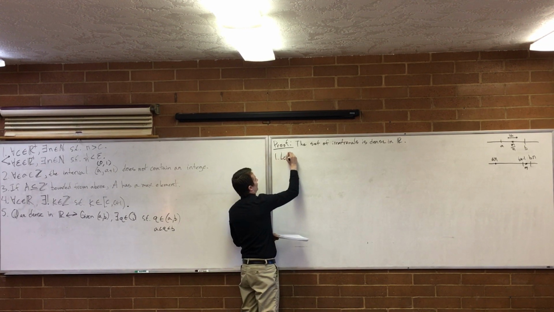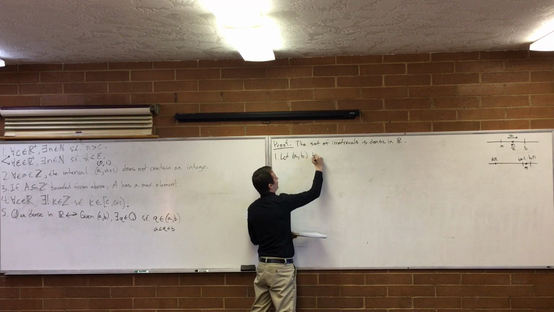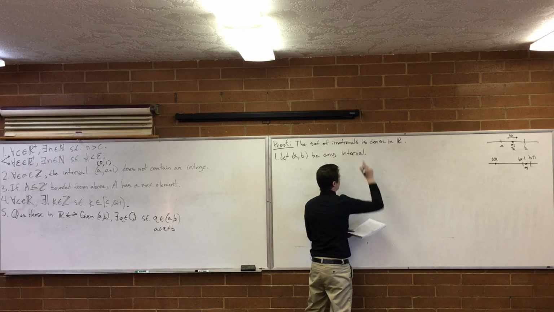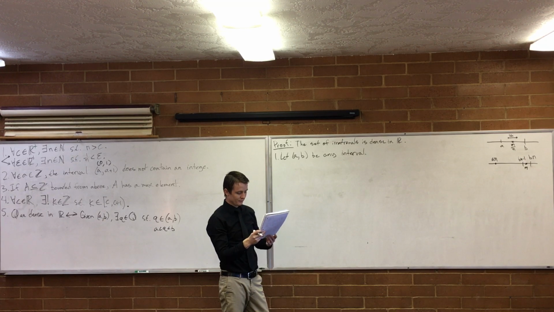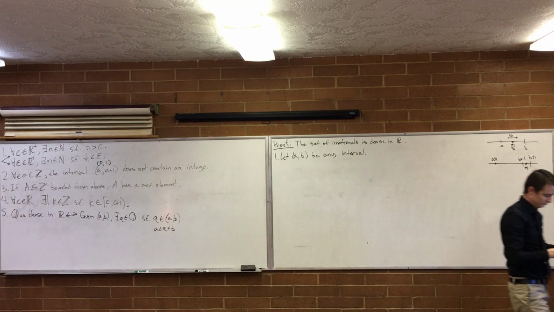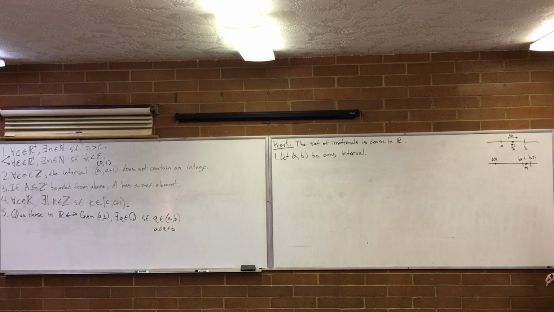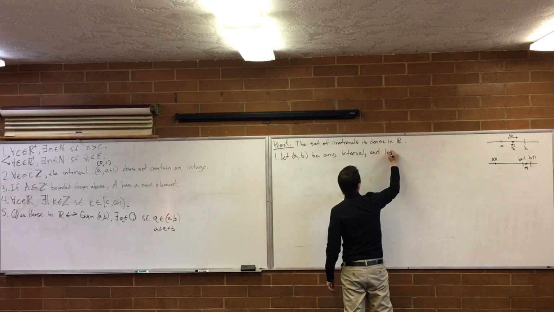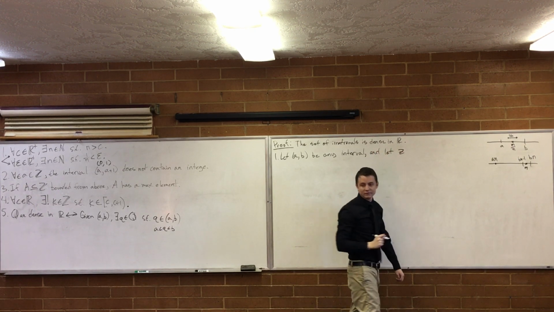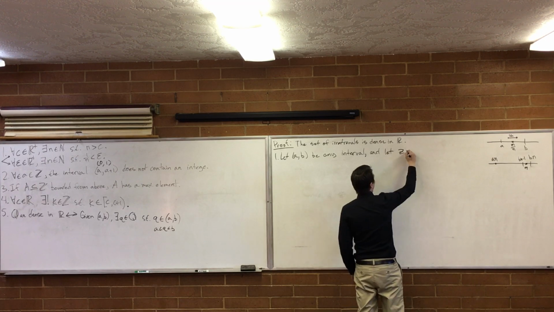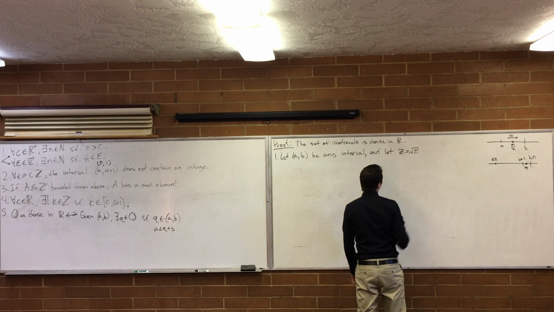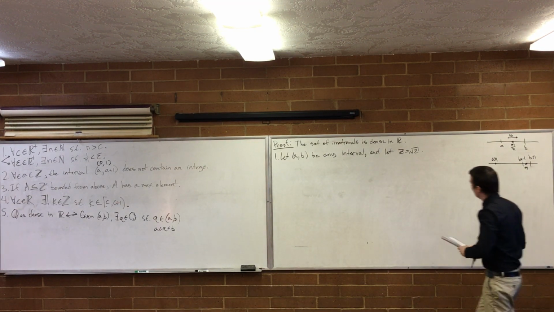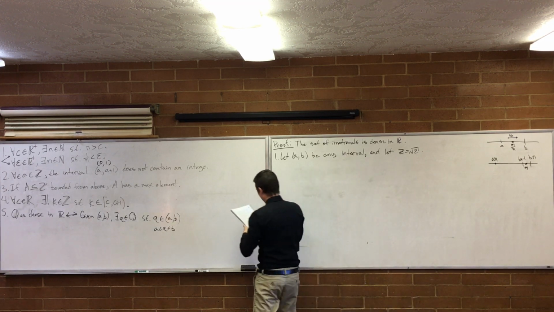Let A be any interval. And let z, I can assign z to be any irrational number I want. I'll just do square root of 2 for now. But I could have said let z be any irrational, and the proof still follows exactly the same. But we'll start with the square root of 2 to see it in action. Alright.